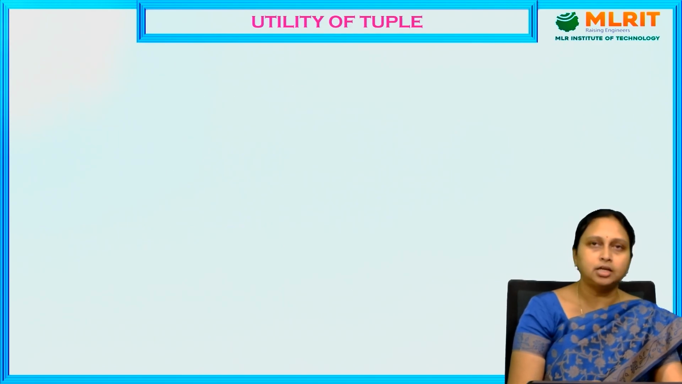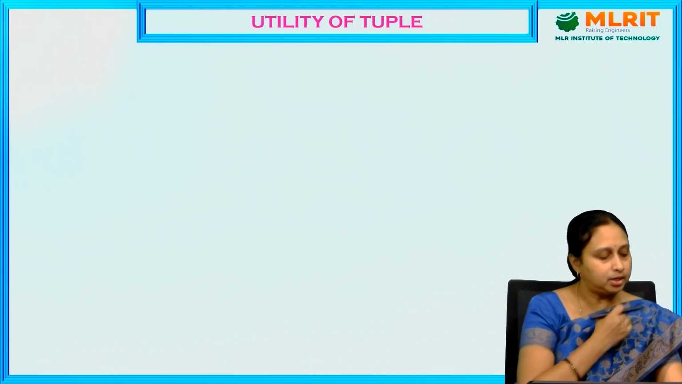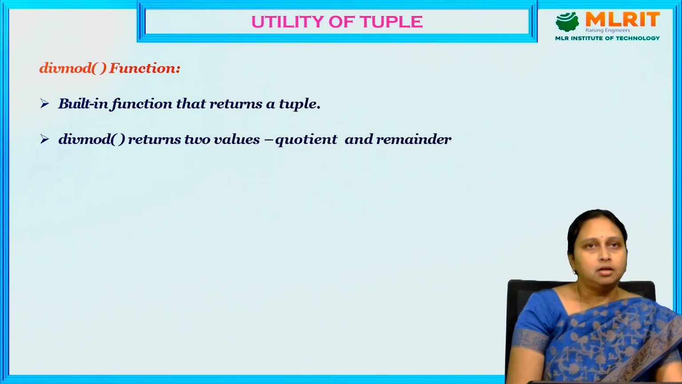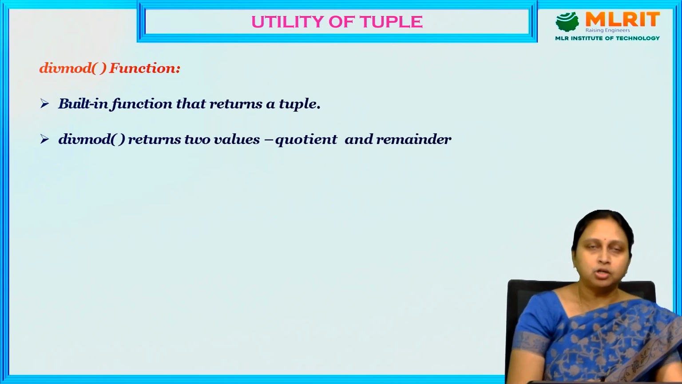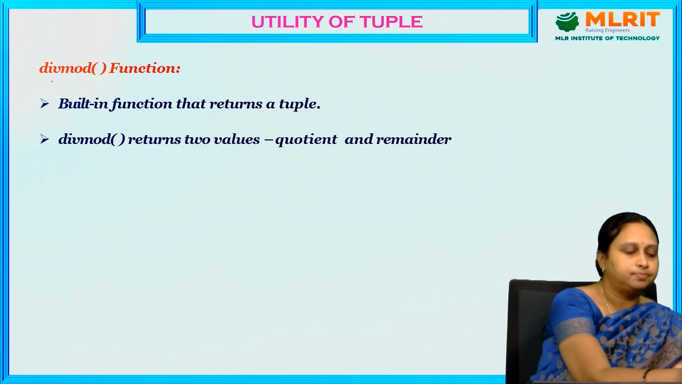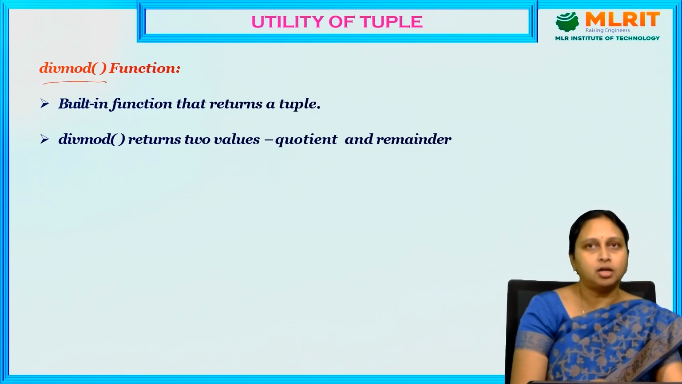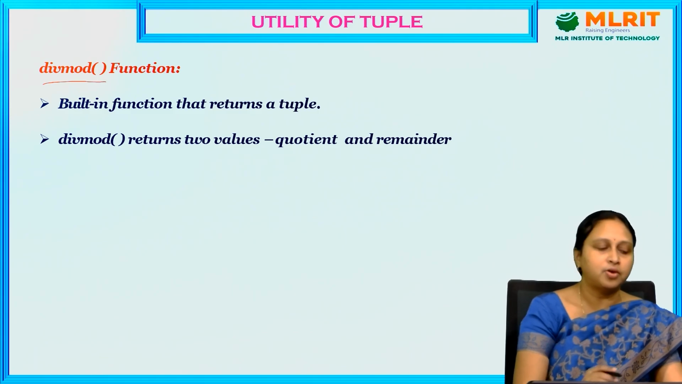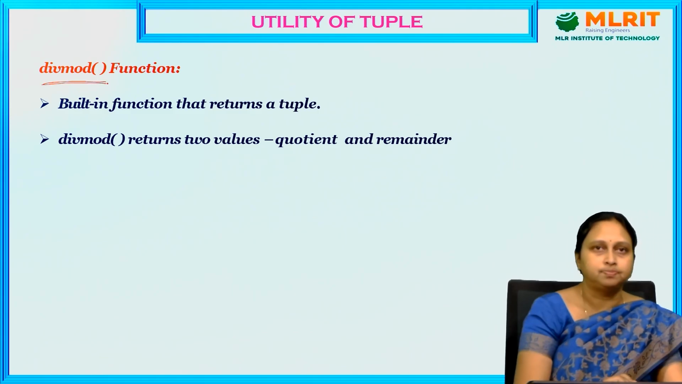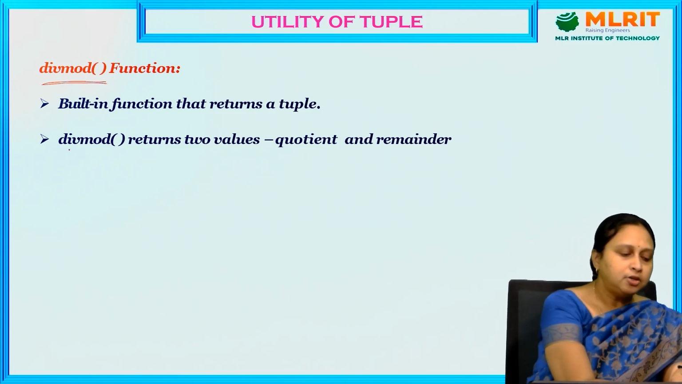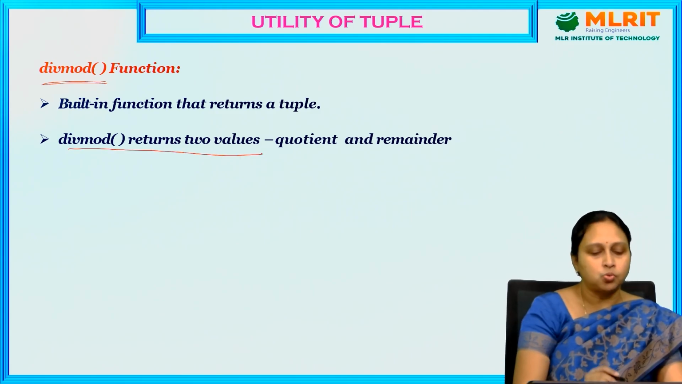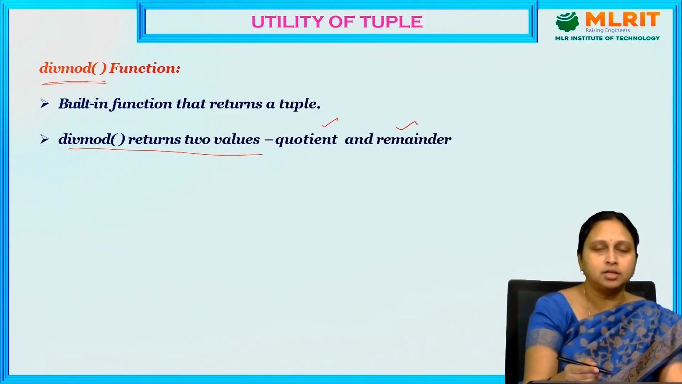And let us see the utility of a tuple. What does utility mean? Here we are going to use one function called the divmod function. This is one of the utilities where we use a tuple, a built-in function that returns a tuple value. What value is it going to return when I use the divmod function? The divmod function returns two values. One is the quotient value and the other is the remainder value.